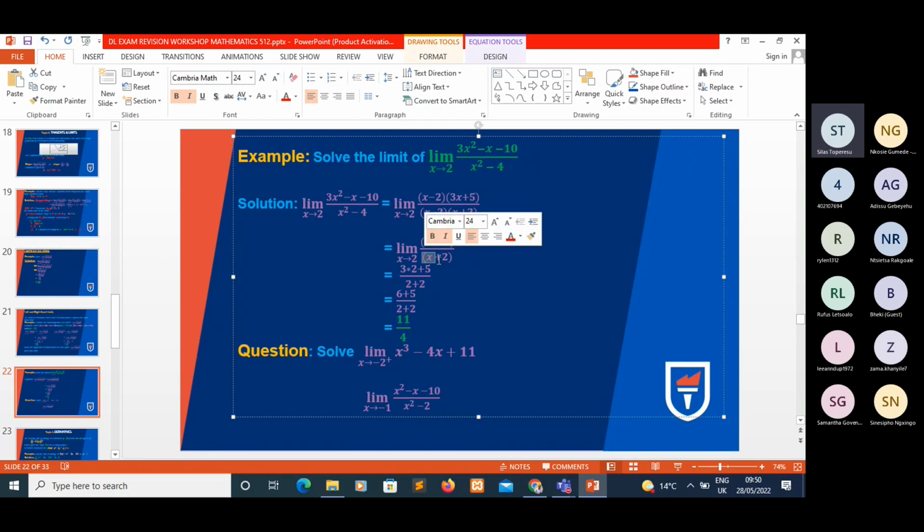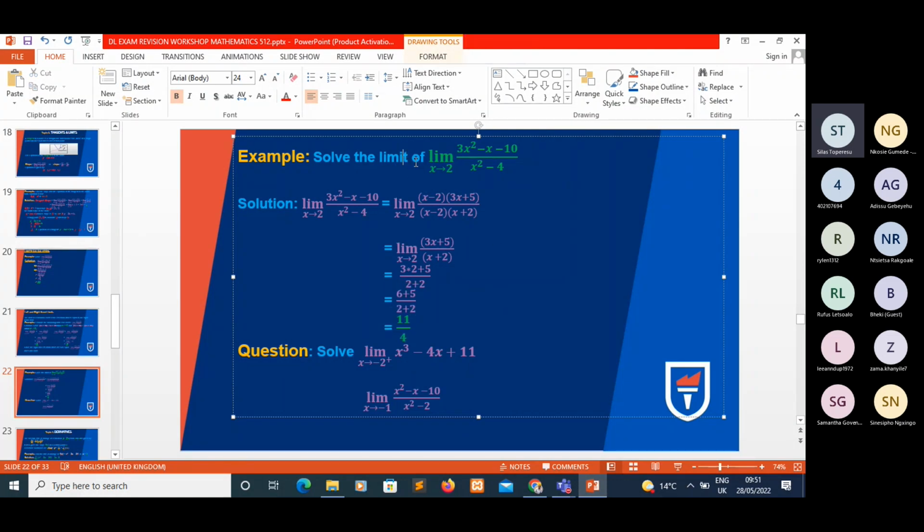In place of x, you put 2. So I put 2 in place of x here, and also in place of x here, I put 2. So that's 3 times 2 plus 5. Then I'm actually adding now. 3 times 2 gives me 6, plus 5, which gives me 11 over 4. 11 over 4 is my final answer for this limit.